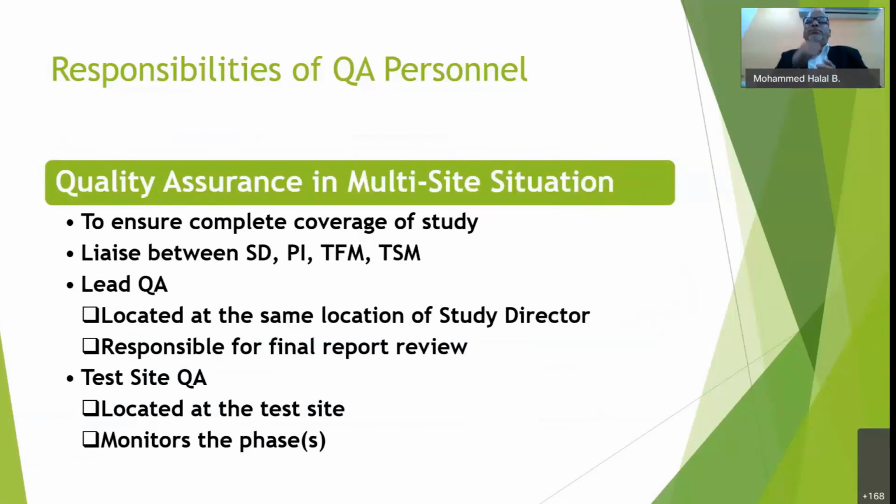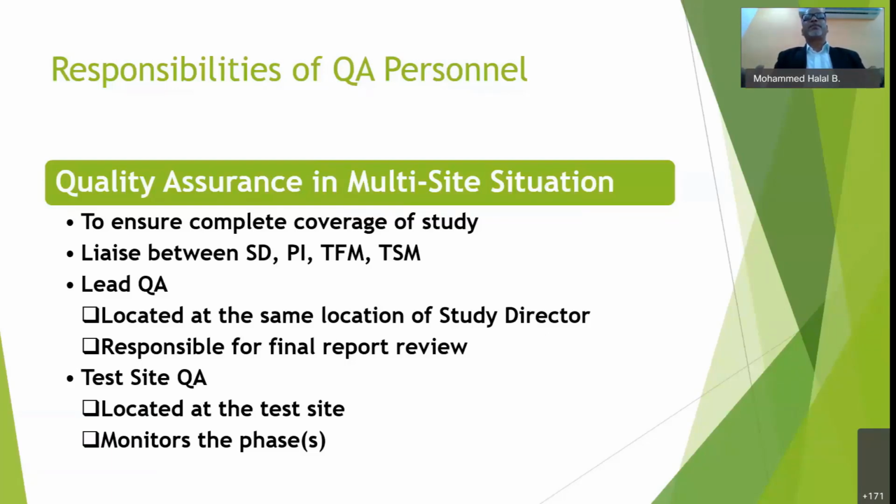Now they are elaborating on the multi-site situation and how quality is ensured. To ensure complete coverage of the study, you cannot say that because the study was conducted at different places, a small QA team of two or three people cannot be present everywhere. The quality assurance unit and the TFM cannot say that for a particular study. So the QAU and the TFM have to ensure complete coverage of the study. This is only for multi-site studies.